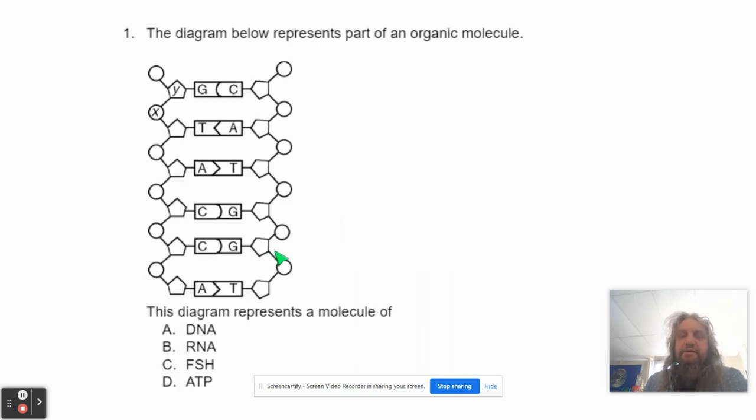Question one. The diagram below represents part of an organic molecule. See this diagram? This diagram represents a molecule of A, DNA, B, RNA, C, FSH, D, ATP.